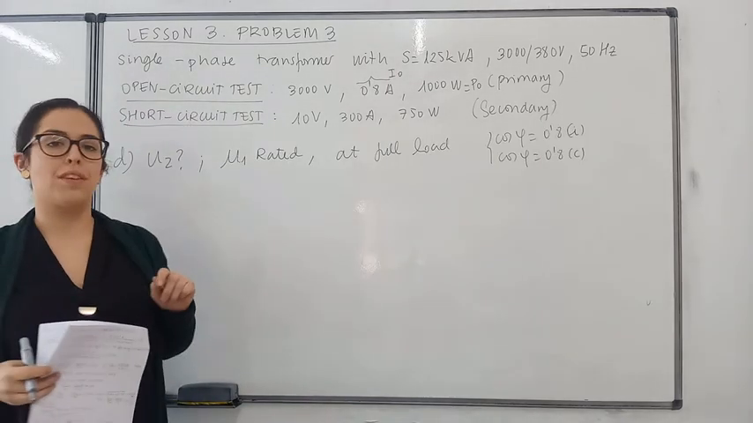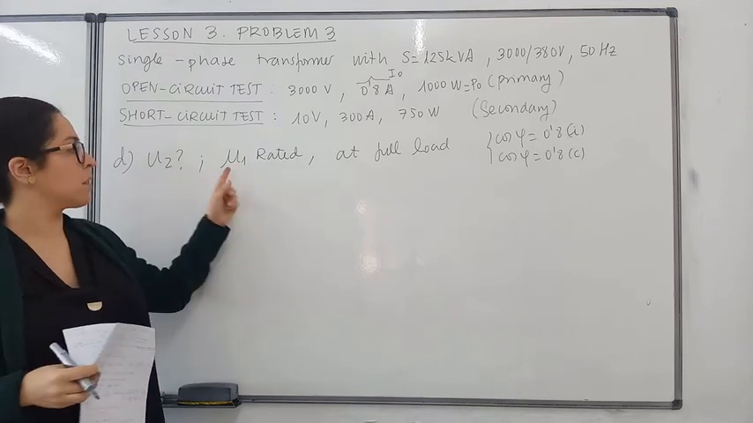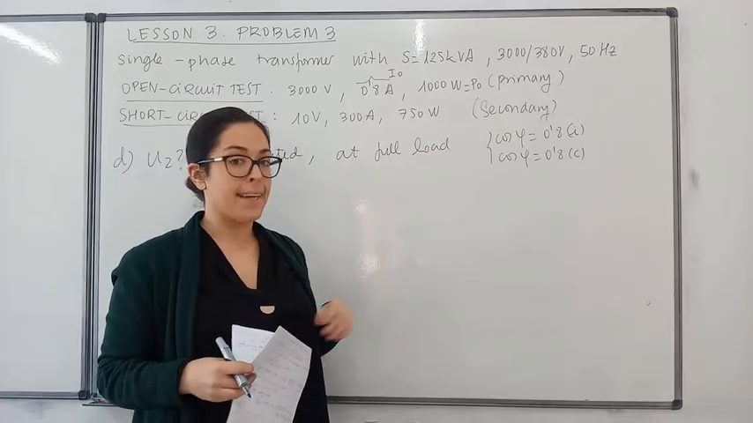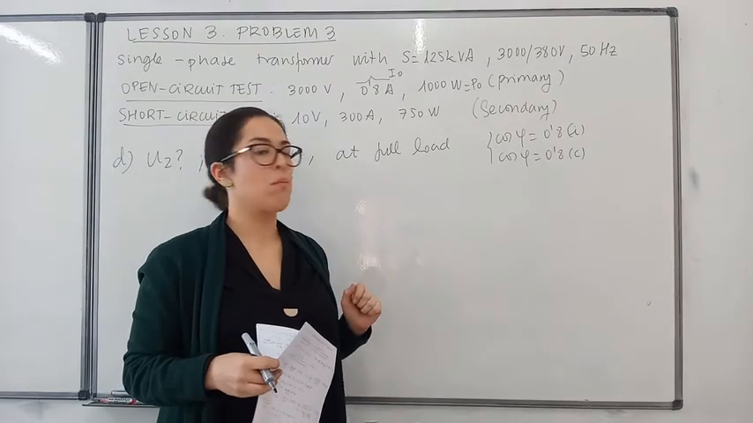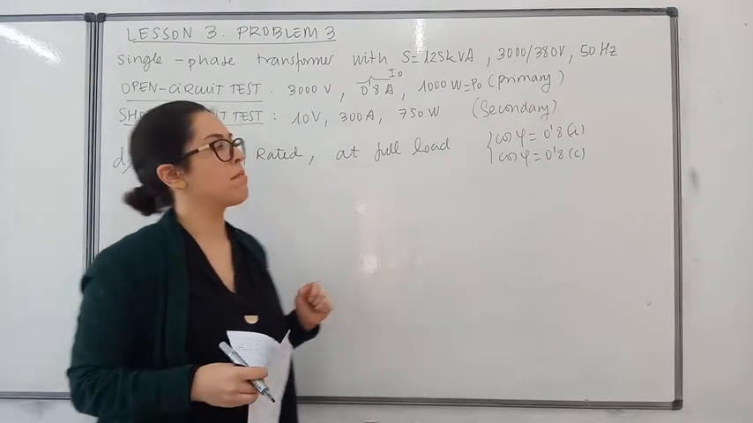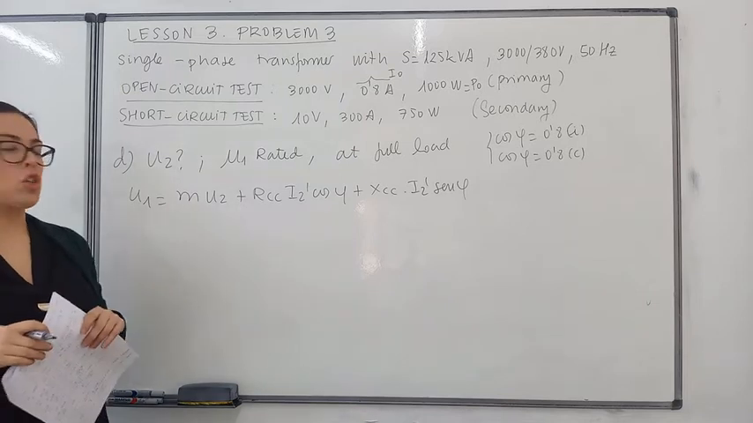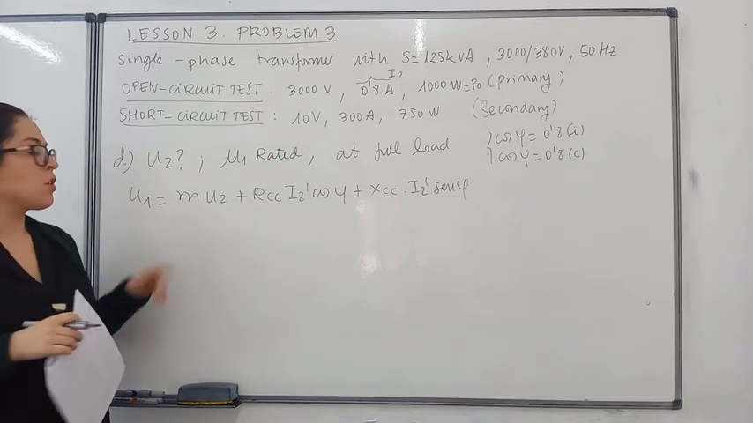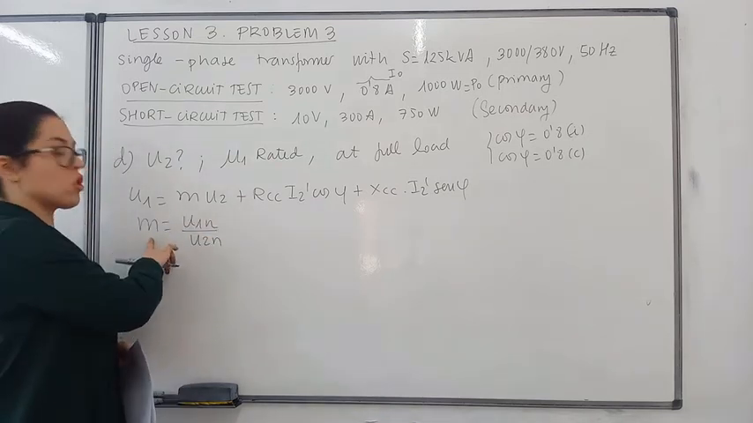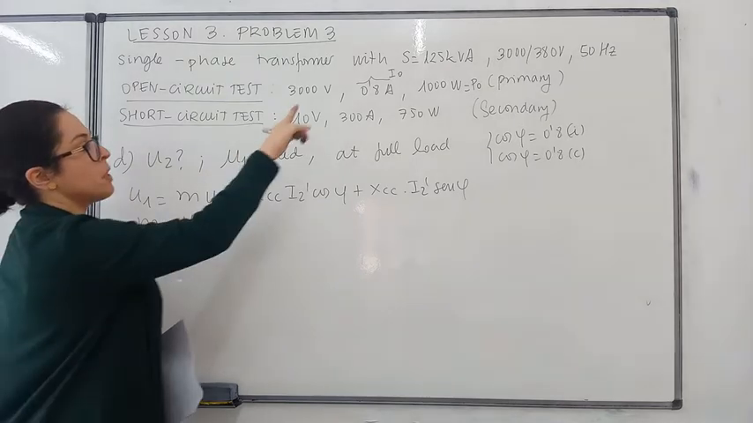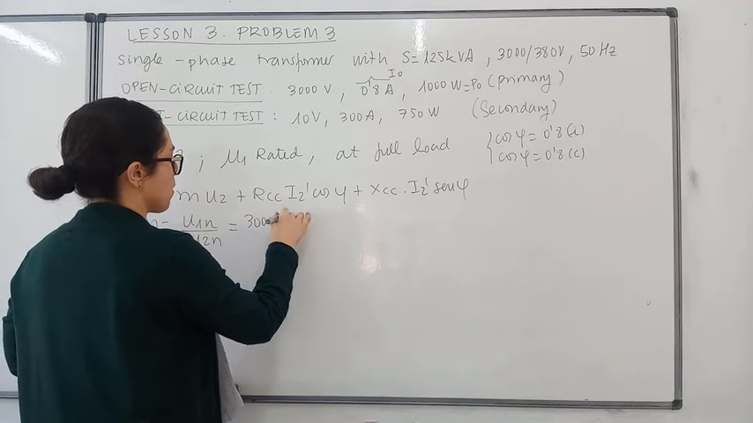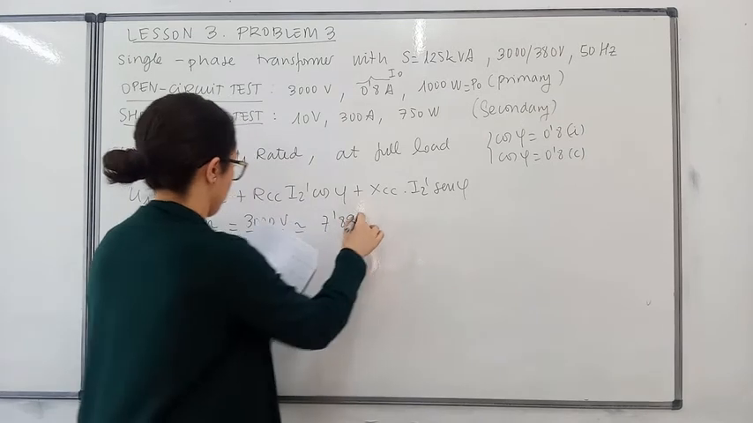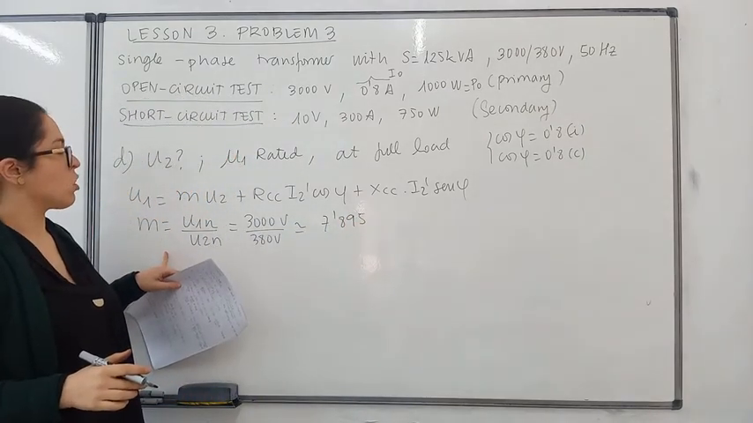So in the last question they asked the voltage in the secondary circuit when we have the primary circuit with the rated voltage at full load, and in both cases with a power factor of 0.8 inductive and capacitive. This was the expression that relates the voltage in the primary and the voltage in the secondary, okay? So we have N, the voltage ratio, also called transformation ratio, is the ratio of the voltage in the primary and the voltage in the secondary. It is 7.895. So this is the transformation ratio.